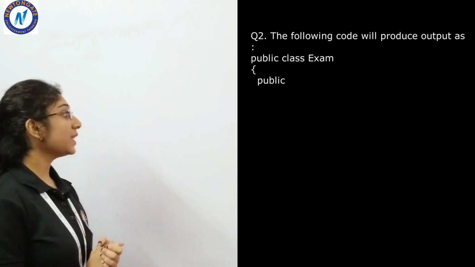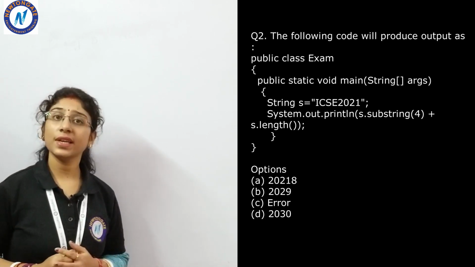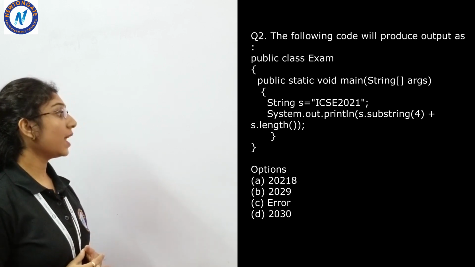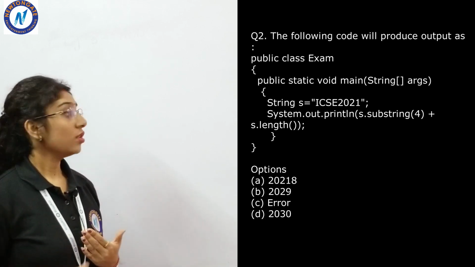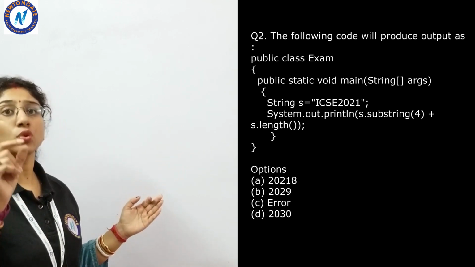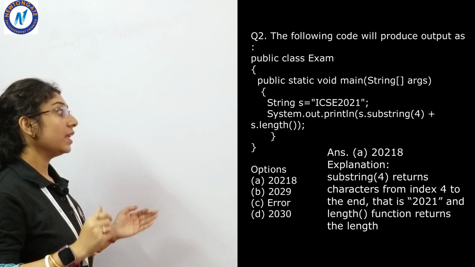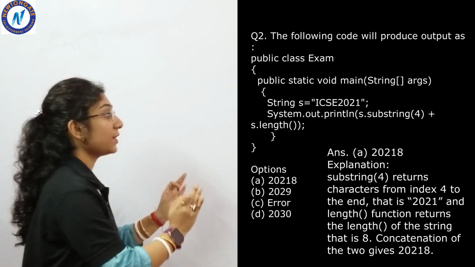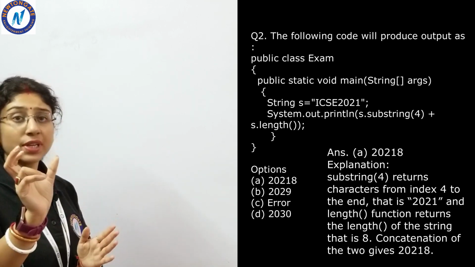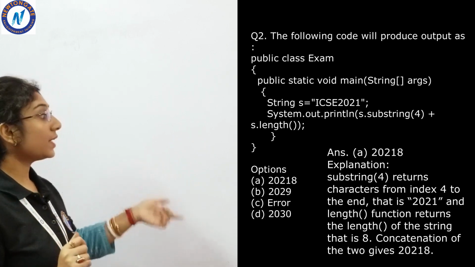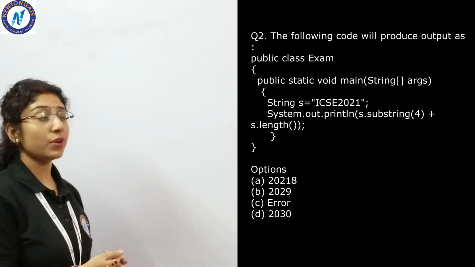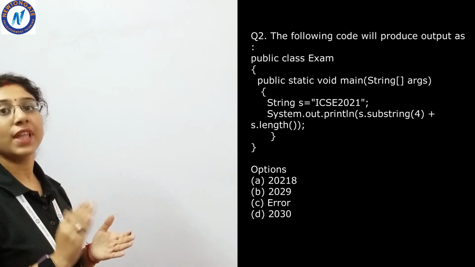Okay. Next question: again I have taken one string s equals to "ICSC2021". There is no space between the characters. Now here I am finding the substring from 4. So from location 4: 0, 1, 2, 3, 4. 4 means it is starting from 2, 2, 0, 2, 1. Now s.substring(4) plus s.length() is given. So the substring is starting from 2021, and what is the length of the string? The length of the string is 8. The number of characters is 8. So the final output will be 20218 without any space.